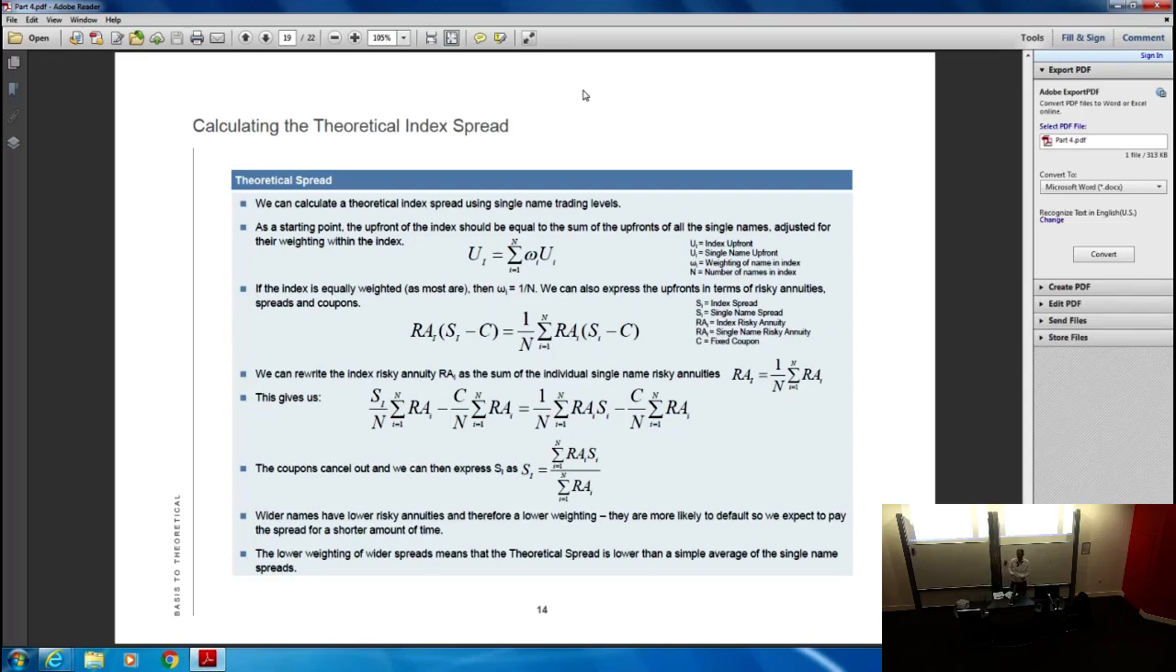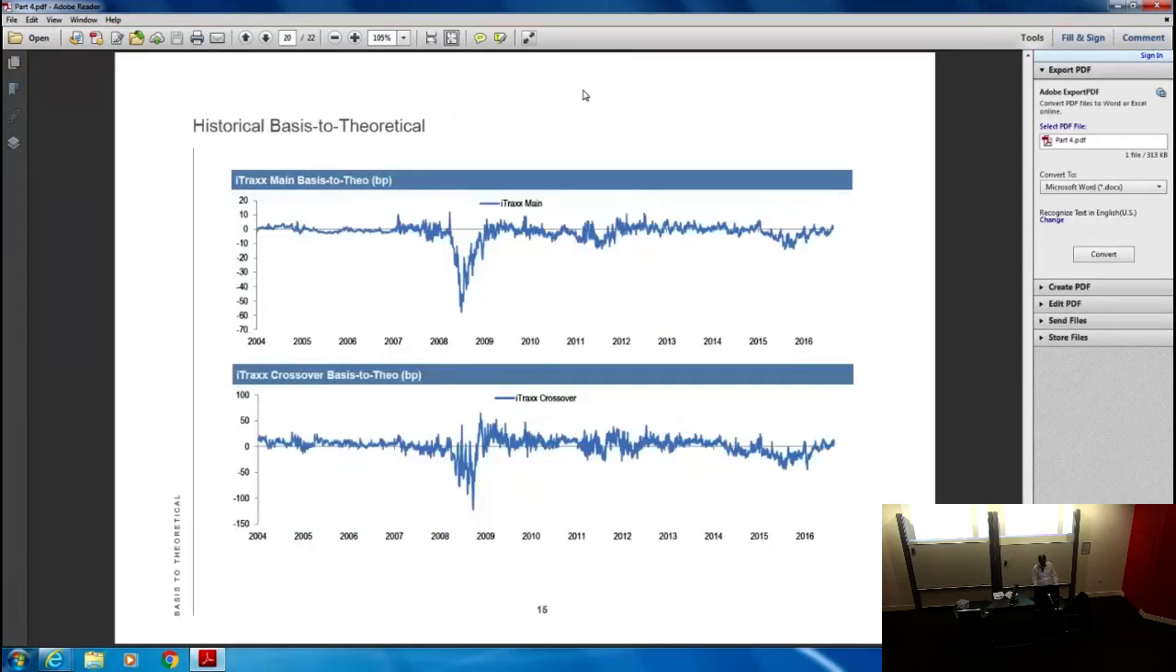So effectively what we're saying, as we said at the beginning, is that rather than doing it in spread terms, we take it back to upfront terms, and the upfront of the index is then just an equal weighted sum of the upfronts of the single names. The upfront of the single name is basically just this term over here, if we ignore the coupon itself. So I'll let you play through that yourselves.